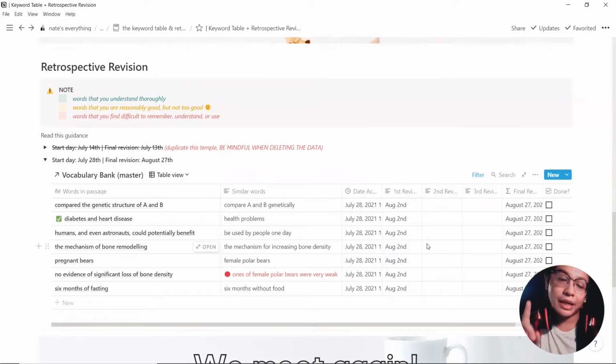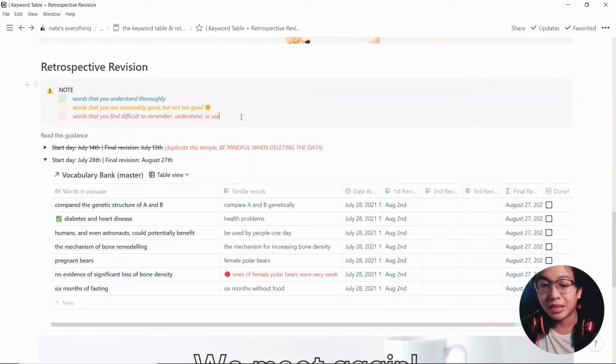The next thing is very important, so be mindful about this. Have a look at the note. I have 3 different types of highlighting. You put in a green highlight for words that you understand thoroughly: you can understand the word, remember the word, and use it in your speaking or writing.